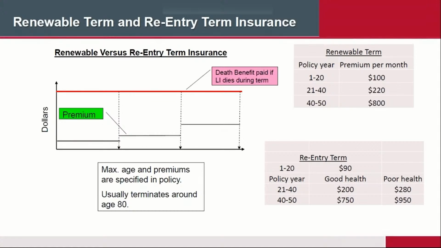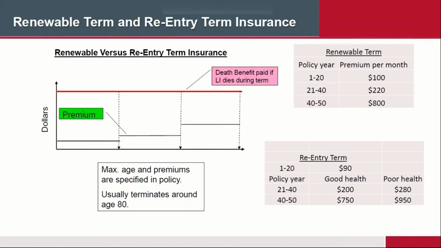So we will assess that risk. In our example, we assessed it, and we figured that $200 will do the job. But let's say you were in terrible health and basically uninsurable. You cannot pay more than $280. In other words, the $280 is the top line, but you could actually pay less.